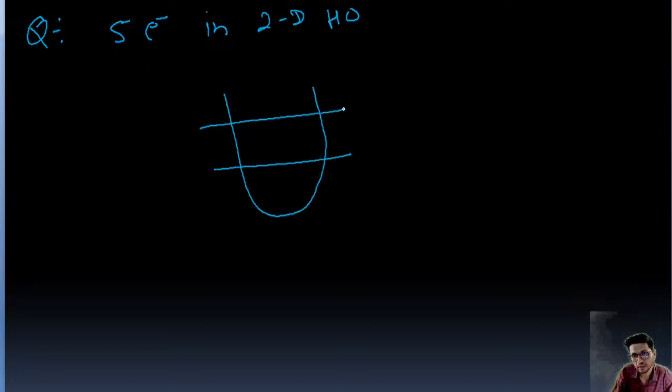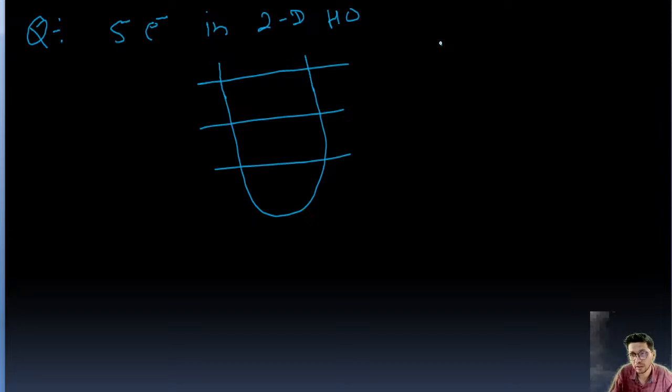Next is 5 electrons. Question is 5 electrons in 2D harmonic oscillator. Okay, 5 electrons we need to fill in 2D harmonic oscillator. So we'll again form these energy levels. Now it is a 2D harmonic oscillator.